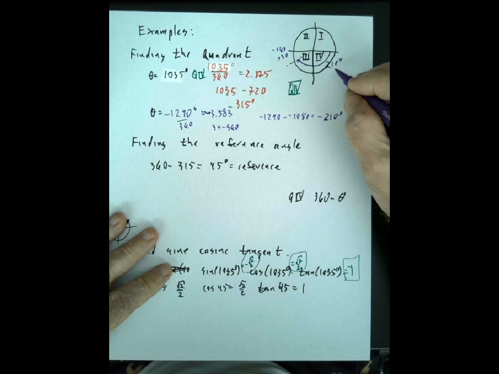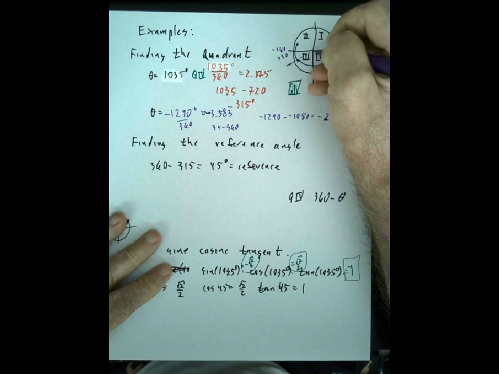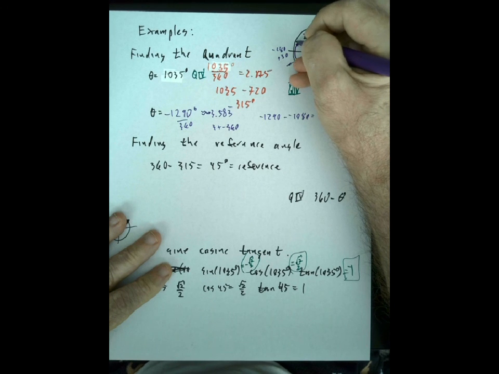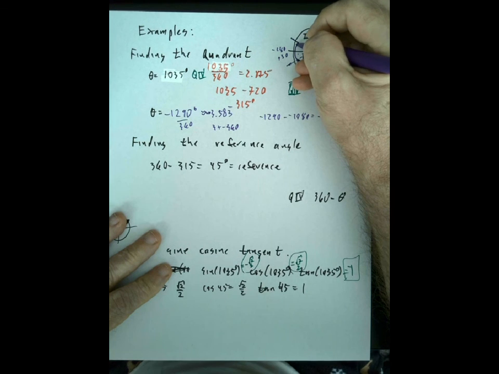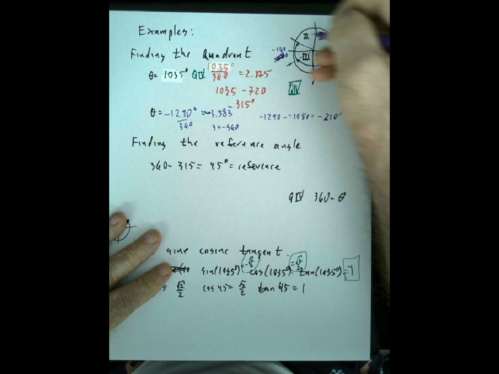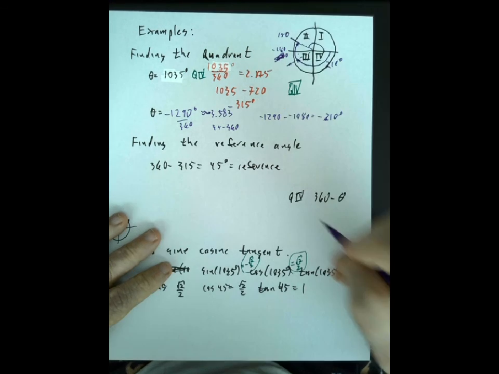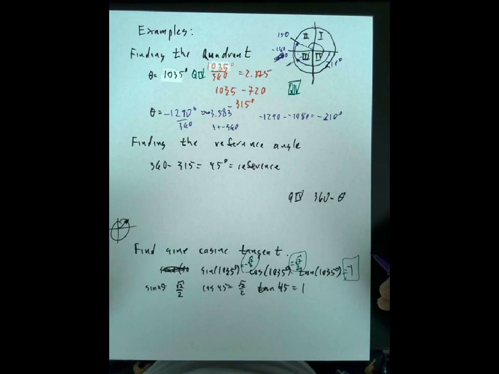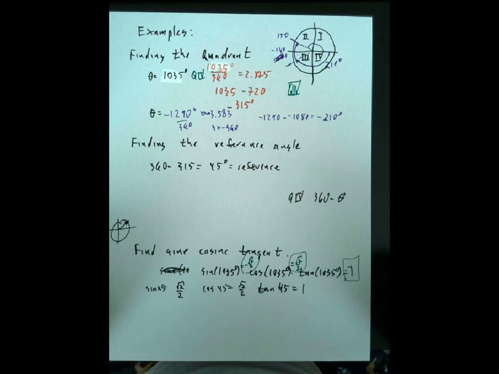Oopsie, that's not negative 210. Sorry, negative 210 is passed like that. That's negative 180 plus another 30 degrees. So maybe you can see that's the same position as 150, right? So that's the same thing as 150 degrees.